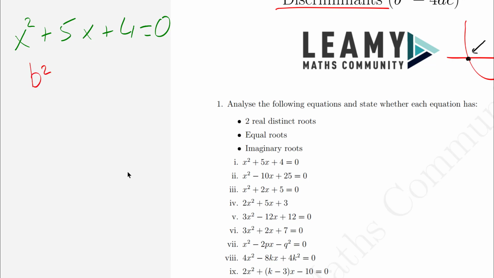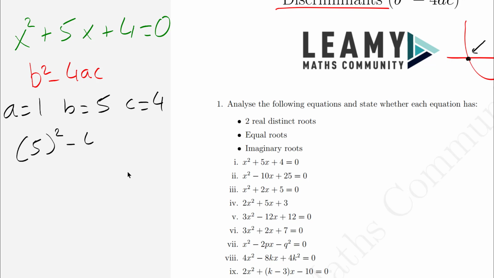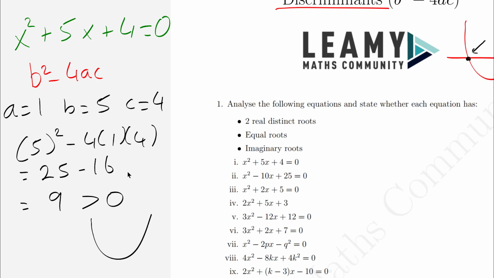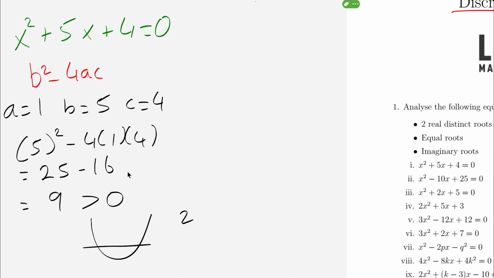We just need to analyze b squared minus 4ac. That's all we need to analyze, b squared minus 4ac. In our example, a is 1, b is 5, and c is 4. So b squared minus 4ac, 5 squared minus 4 times 1 times 4, 25 take 16. That equals 9, and we know that 9 is greater than 0. Therefore, this particular equation will have 2 real roots.